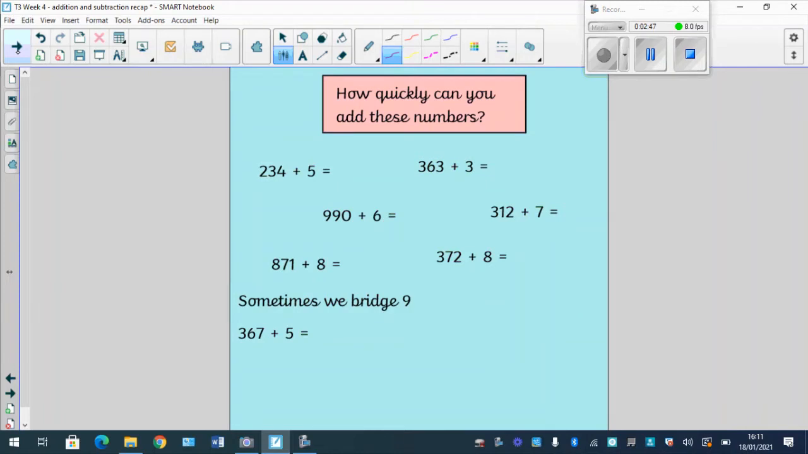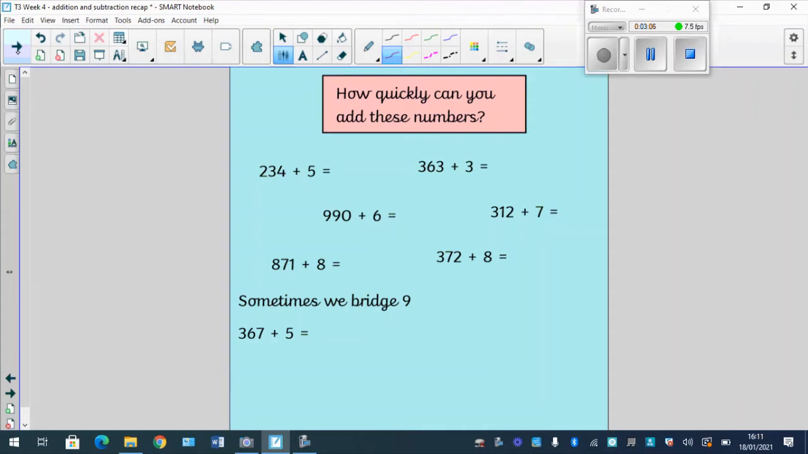Okay, again a little bit more of a warm up. What I want you to do is pause the video again, give yourself 5 minutes and time yourself, see how quickly you can add up these questions. So pause the video here, see if you can add these up.